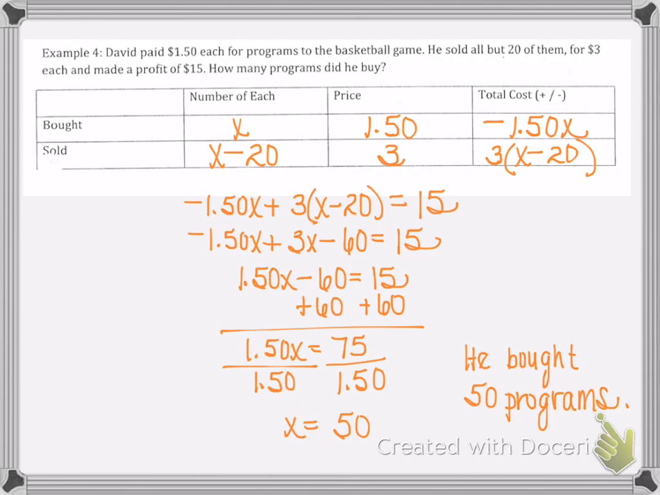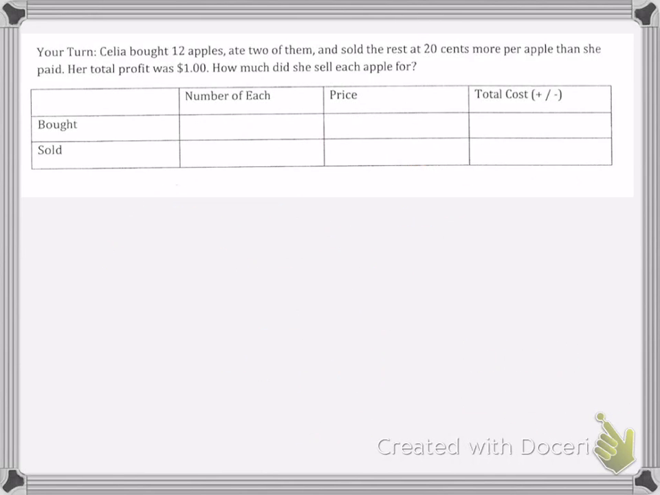It's not asking us for the number he sold, but if it did ask for that, we could find that by plugging the 50 into the equation 50 minus 20 to find that he actually only sold 30 of the programs. Looking at the last problem, we're taking a look at Celia buying 12 apples. She ate 2 of them and she sold the rest at 20 cents more per apple than she paid. Her total profit was $1. How much did she sell each apple for?